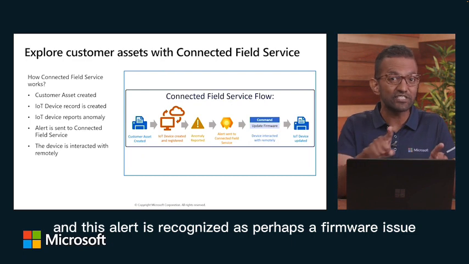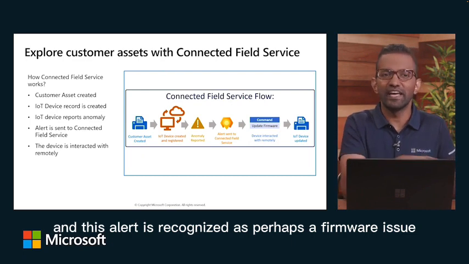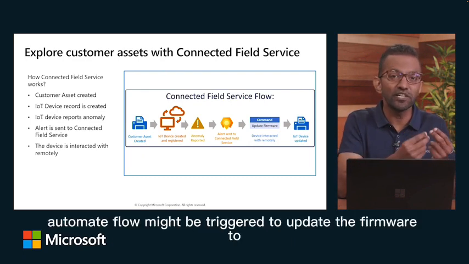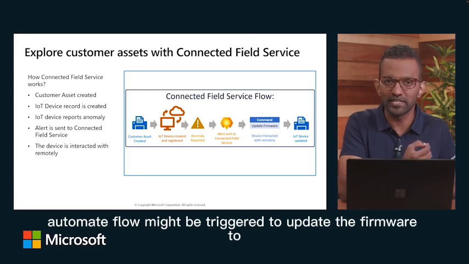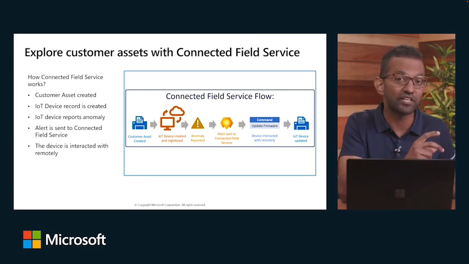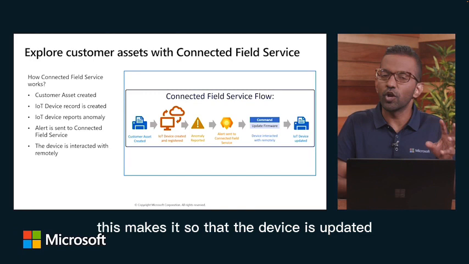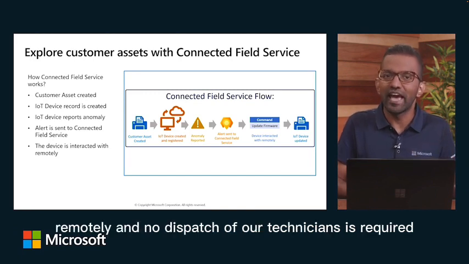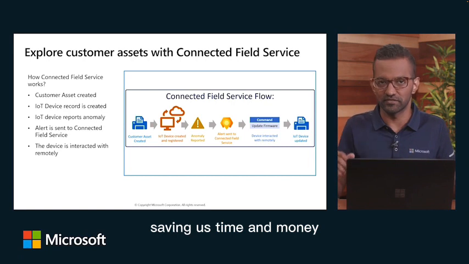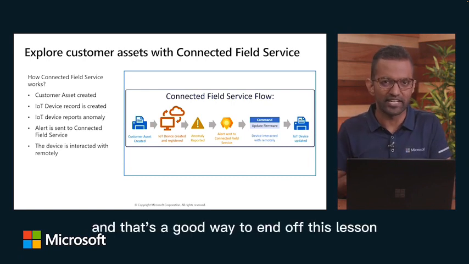And this alert is recognized as perhaps a firmware issue. And a Power Automate flow might be triggered to update the firmware to make an immediate fix. This makes it so that the device is updated remotely and no dispatch of our technicians is required, saving us time and money. And that's a good way to end off this lesson.